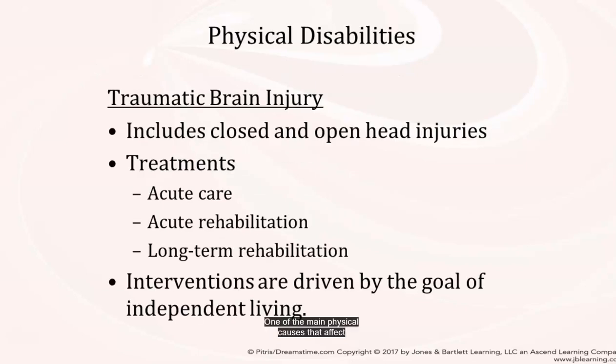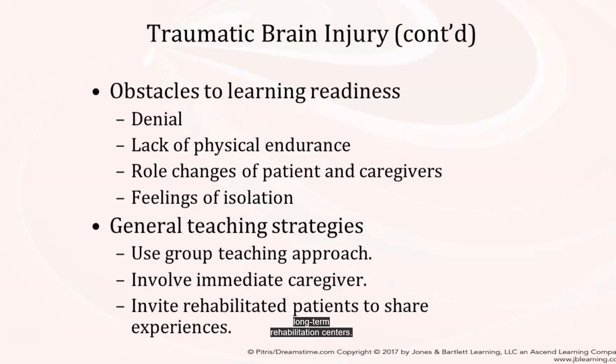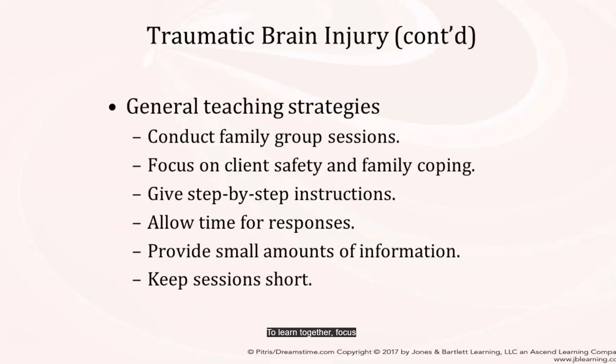One of the main physical causes that affect learning is traumatic brain injury, or TBI. The main cause is falls, and injuries can either be closed or open head injuries. Treatment of TBI can occur in the acute care setting and acute and long-term rehabilitation centers. Obstacles to learning include denial of degree of impairment, physical limitations, role changes, and feelings of isolation. Teaching strategies include group teaching, involving family, caregivers, and others with TBI to learn together. Focus should be on client safety and family coping, with short sessions with small amounts of information given step by step.